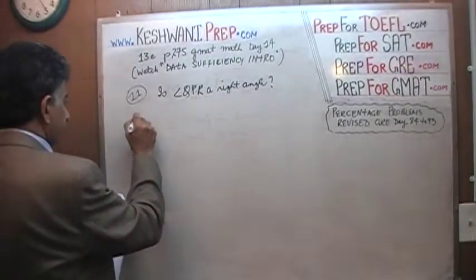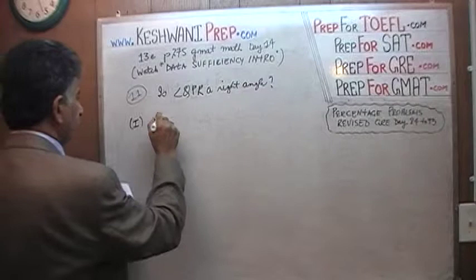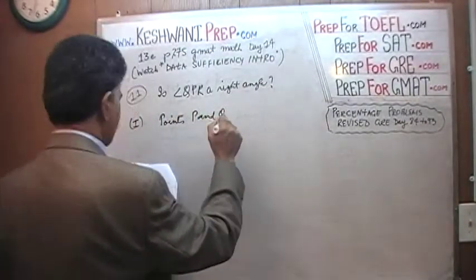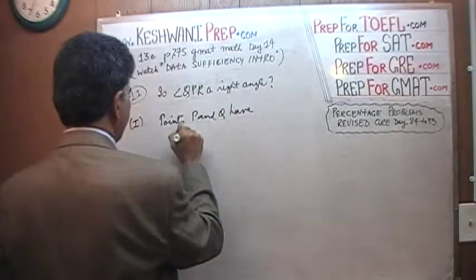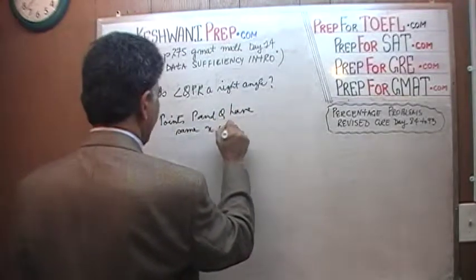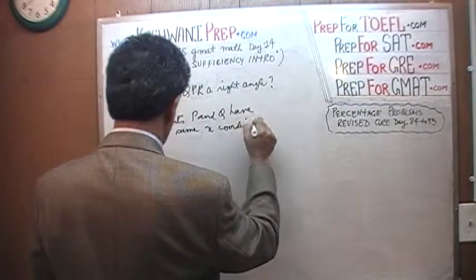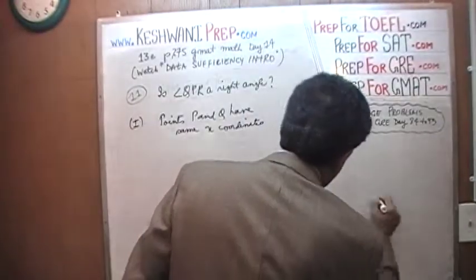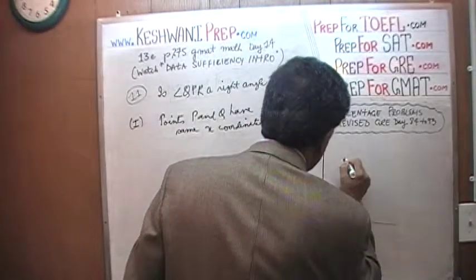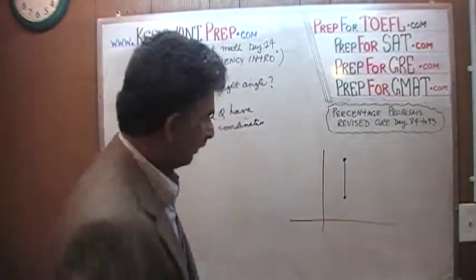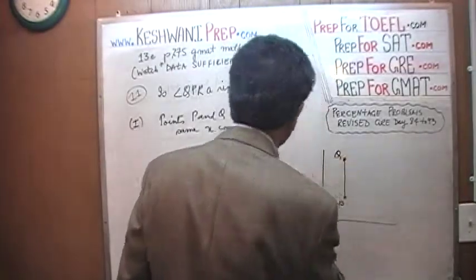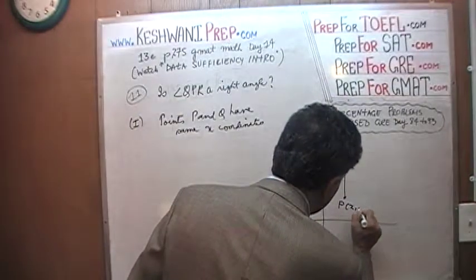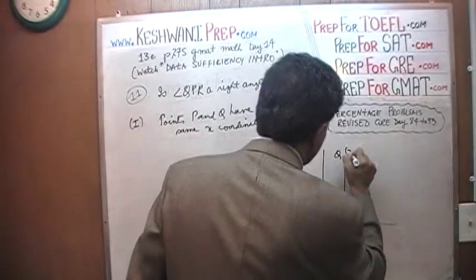The first statement tells us that points P and Q have the same x coordinate. Well, if points P and Q have the same x coordinate, here's our point P and here's our point Q. They have the same x coordinate, which means if this one has the x coordinate of x1, this one also has the coordinate of x1.